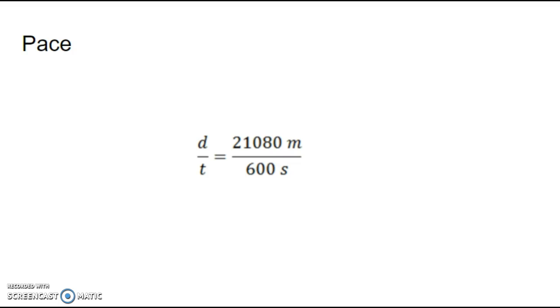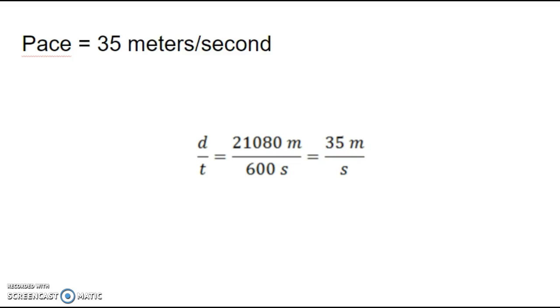I'll give you a moment to calculate the final answer in the proper units. Excellent. I got about 3.25 meters per second, and that is the final desired units, meters per second. So our pace, or our speed, overall was about 3.25 meters per second.